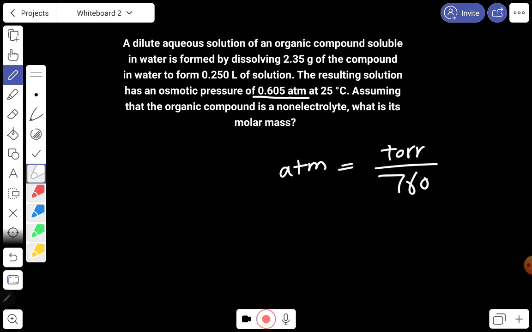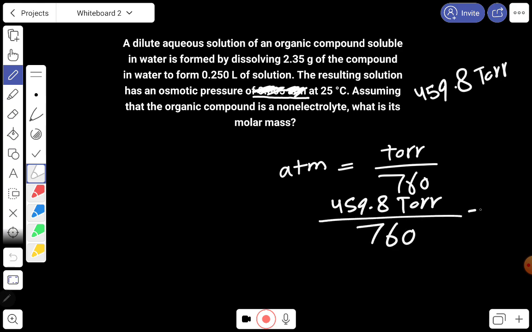So let me very quickly change this to torr to tell you exactly what's happening here. Let's say the osmotic pressure is given in torr instead of atm. Imagine that they have given the osmotic pressure as 459.8 torr. Then you have to divide this value, 459.8 torr, by 760 to get 0.605 atm, which is the osmotic pressure that you can use in the formula.